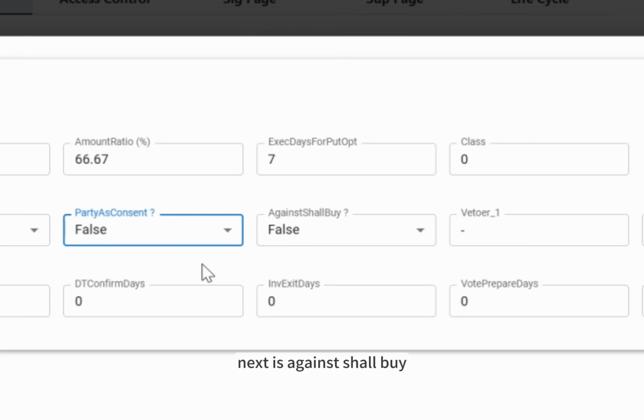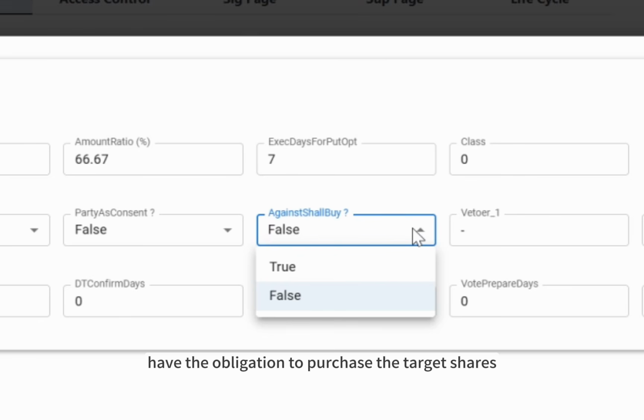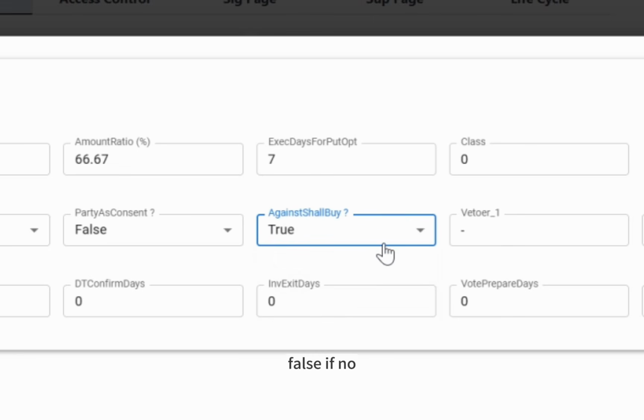Next is against shall buy. This asks, does a shareholder who votes against have the obligation to purchase the target shares on the same terms? Choose true if yes, false if no.